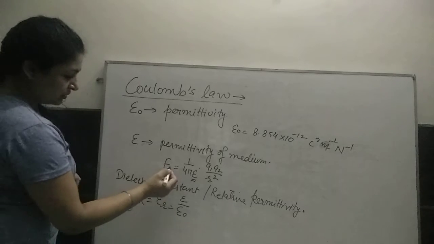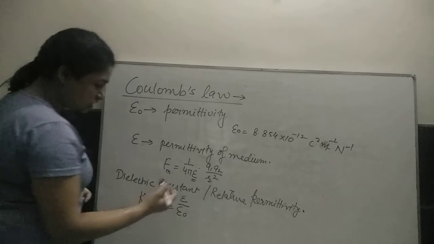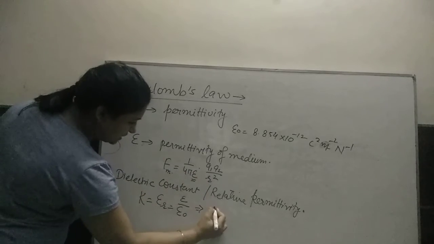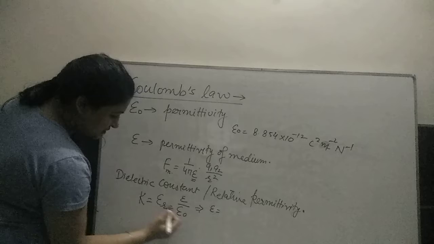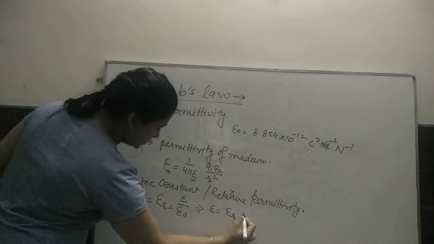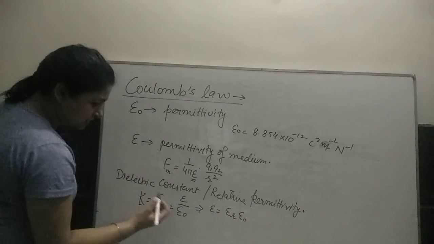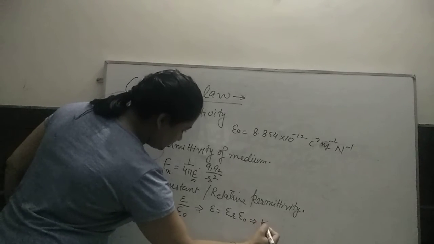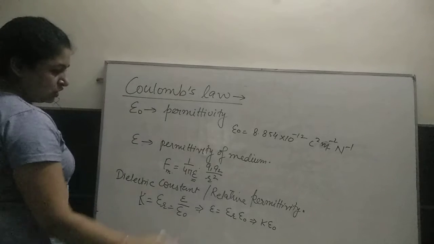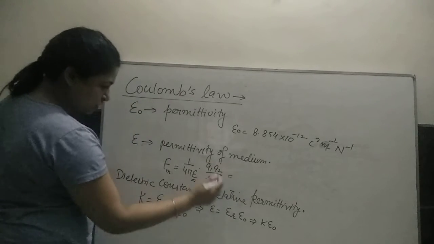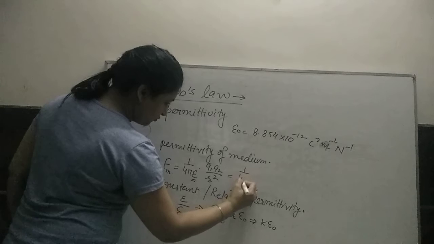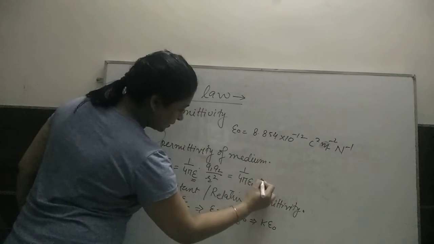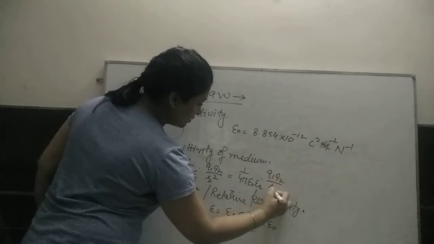So now you see, using this particular equation, how we can change this force. Let us write epsilon. So what we can write for this epsilon? Epsilon can be written as epsilon r into epsilon naught. Or if for the dielectric constant I'm writing k, this can also be written as k times epsilon naught. So this force will become 1 by 4 pi epsilon naught epsilon r Q1 Q2 over R square.